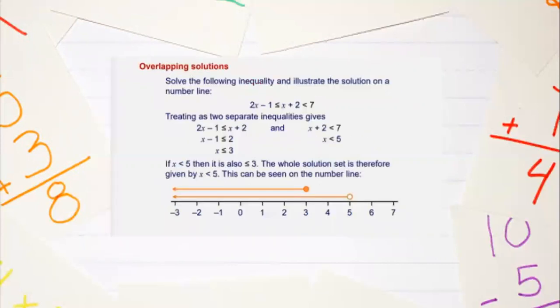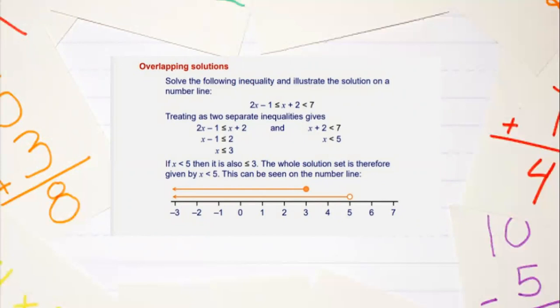Overlapping solutions. Solve the following inequality and illustrate the solution on a number line. So 2x minus 1 is smaller than or equal to x plus 2, which is smaller than 7. Treating as two separate inequalities gives us 2x minus 1 smaller than or equal to x plus 2. Now x minus 1 is smaller than or equal to 2, and then x is smaller than or equal to 3.